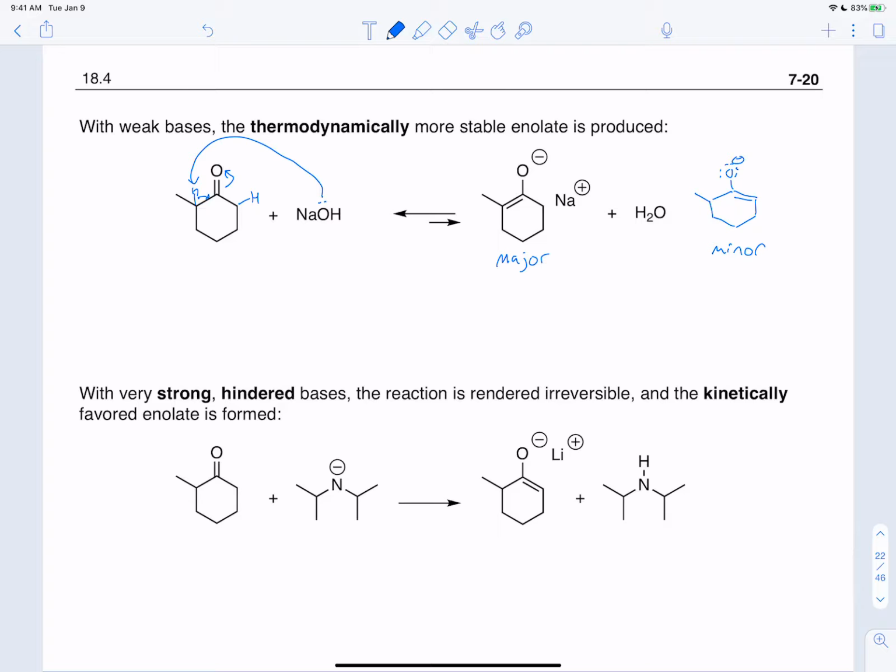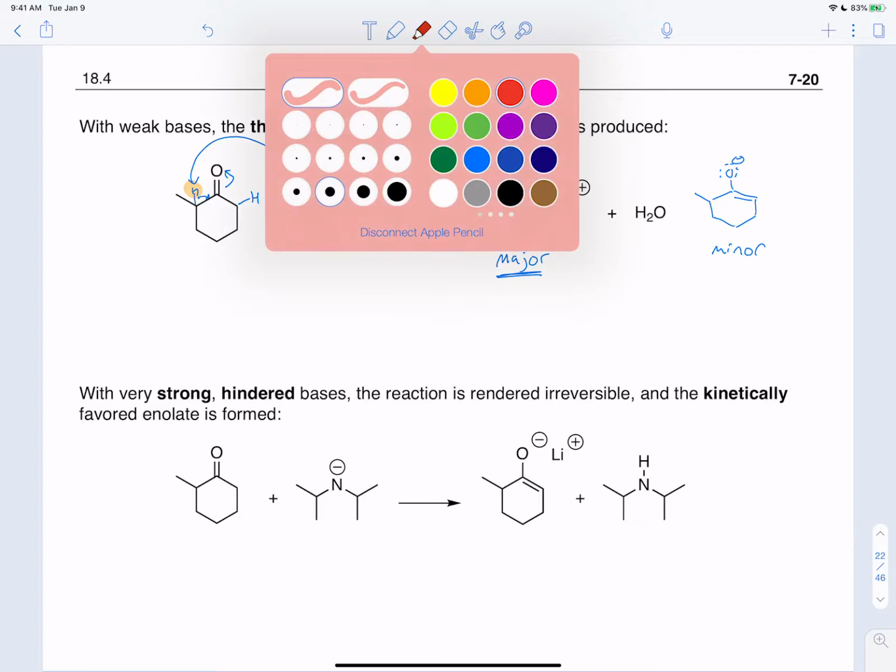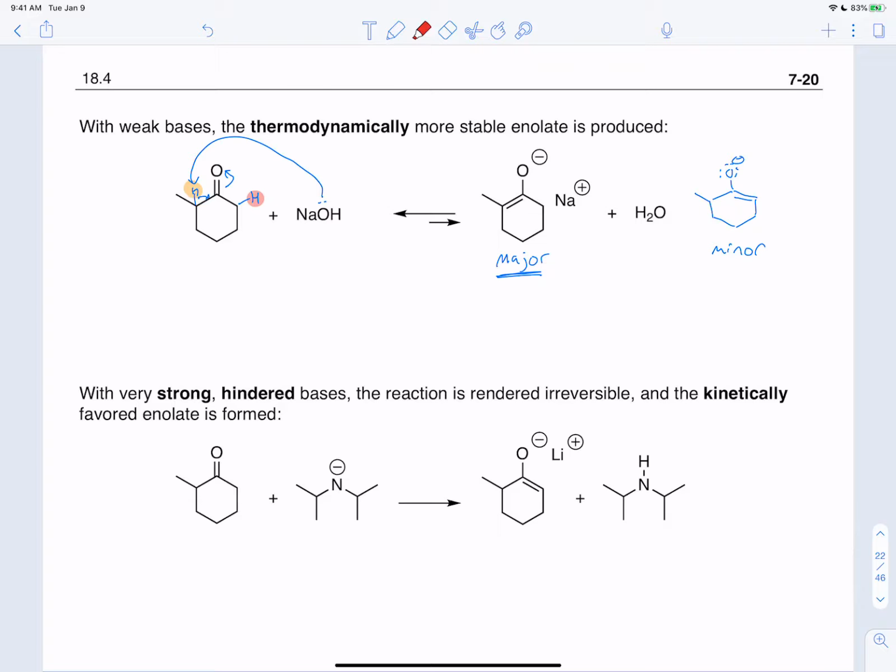Even though the major enolate is harder to deprotonate in some ways because it's more sterically shielded, right? It's harder to get access to this hydrogen than perhaps, say, this hydrogen over here. Sodium hydroxide is a fairly small base, so it will be able to pick the one that gives the more stable product overall. This isn't going to be an exclusive product. It'll just be the major product.